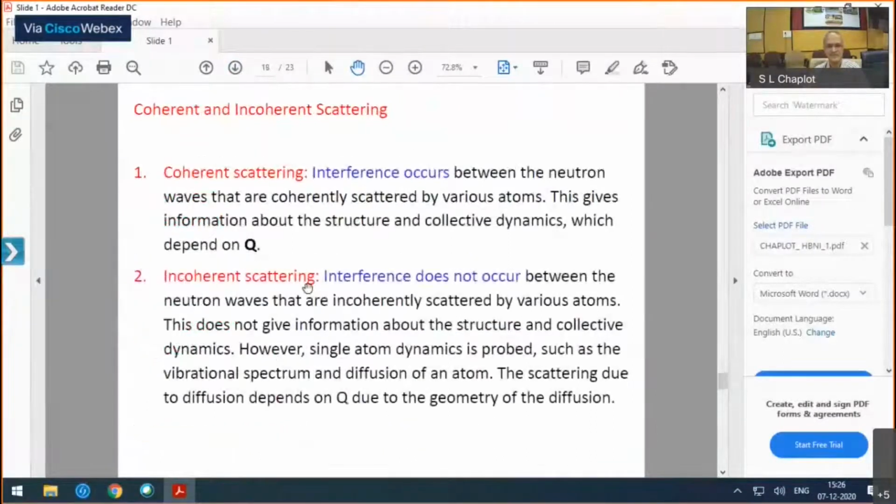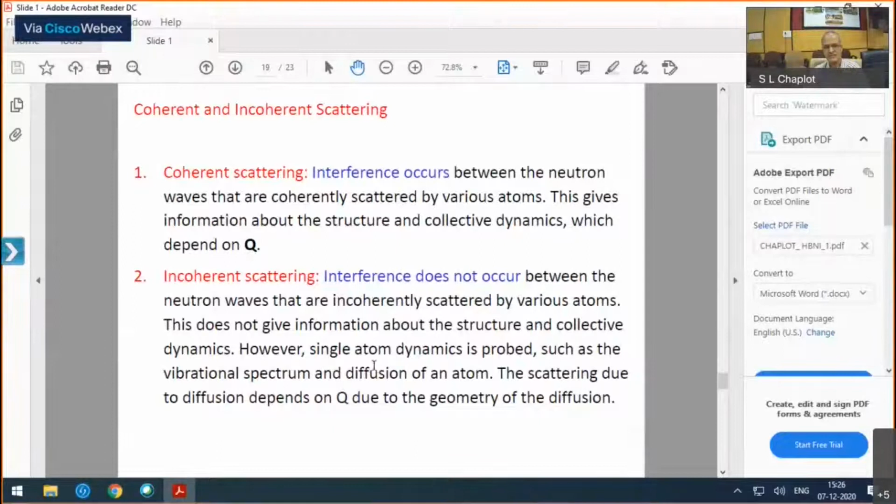And therefore, the incoherent scattering interference doesn't occur between the neutron waves that are incoherently scattered by various atoms. But all the same, this scattering is there. So this will not give information about the structure or collective dynamics, but this serves as some kind of, it's not exactly background, because this also has variations with the wave vector and energy. But let's see what it can give.